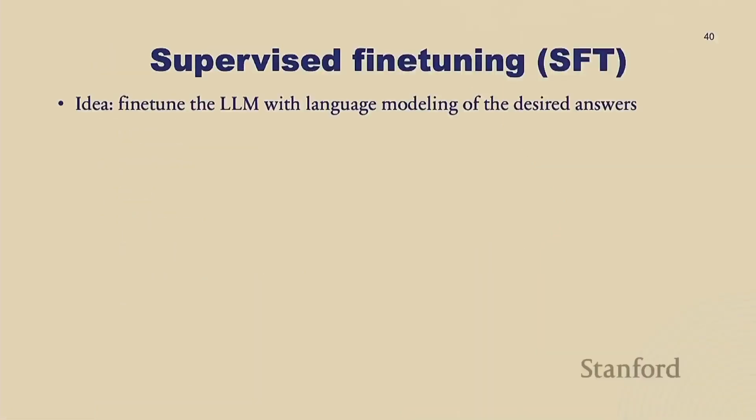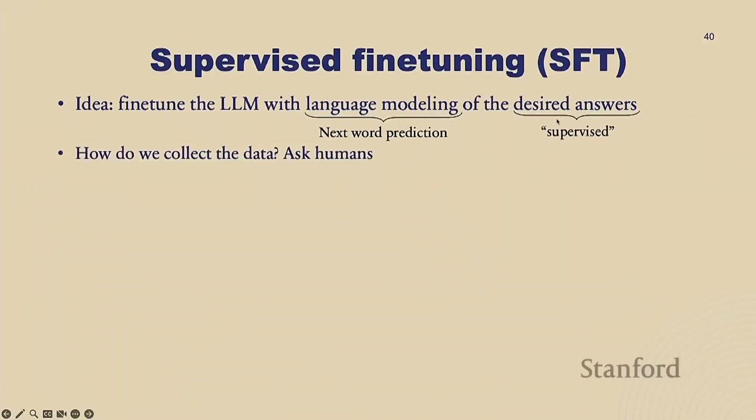Okay, SFT. Supervised fine-tuning is really exactly what I just said, which is the idea of fine-tuning the large language model on the desired answers that are collected from humans. So why is it called supervised fine-tuning? Because you basically want to do language modeling on the real answers. Language modeling is this next word prediction, and that's the fine-tuning part. And then you want to do it on desired answers given by humans. So that's why we call it supervised. So how do we collect this data? Well, I just said it. You just ask humans to tell you this is a question, this is the answer that you would want from some of these models.